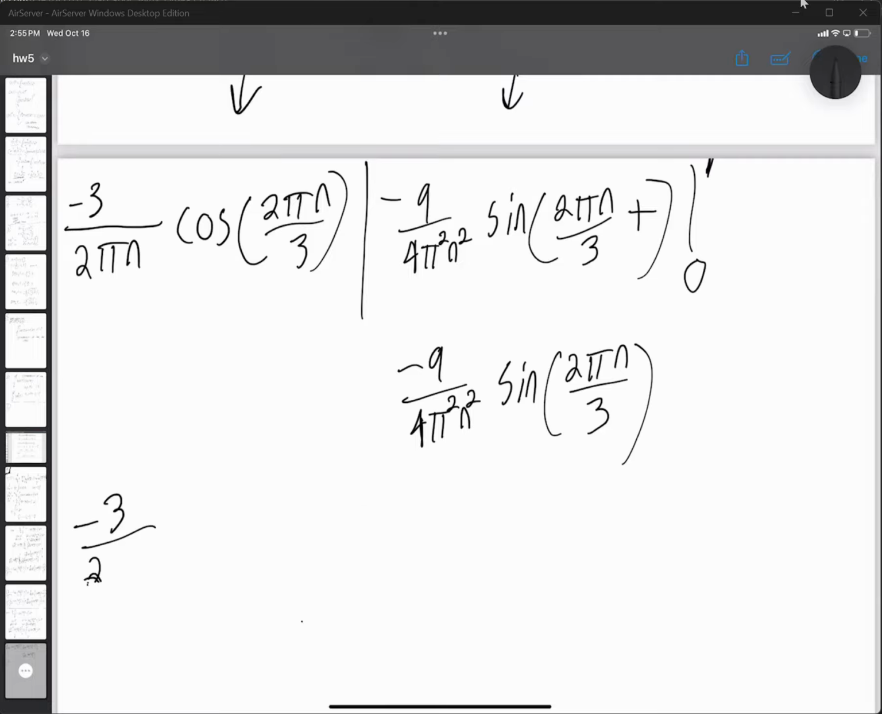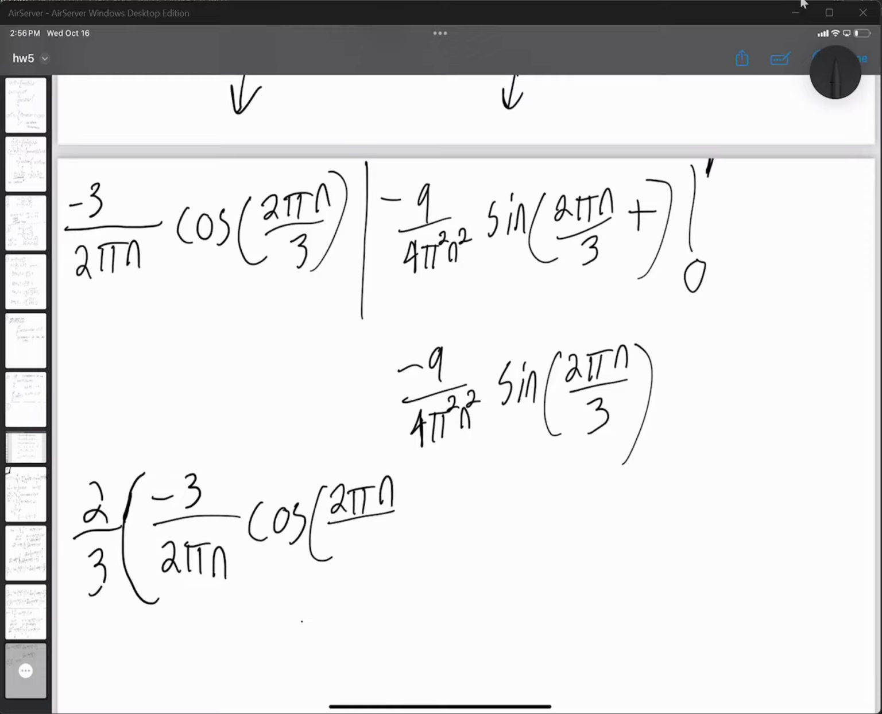Come on. Right. Let me write this out here too. It doesn't want to write at all. What the heck? You see how it's like not writing? Cosine. Okay. Minus 9 over 4 pi squared n squared.